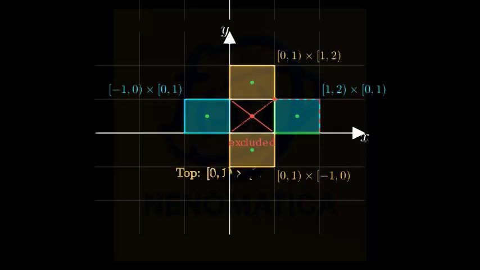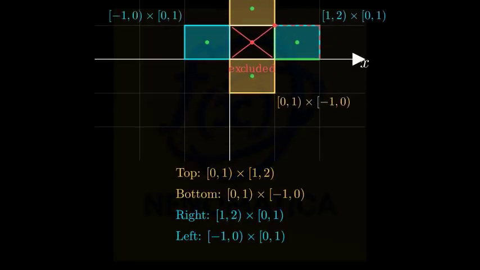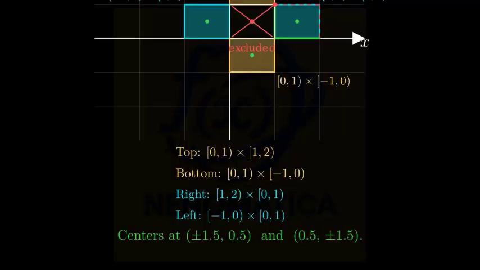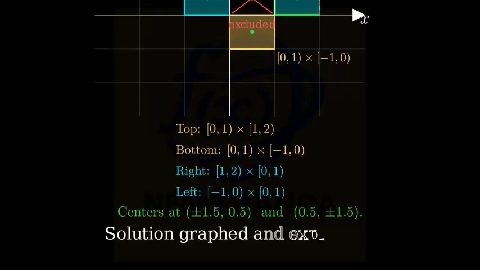Final answer: the solution set is exactly the union of these four half open unit squares. Top: 0 to 1 by 1 to 2; bottom: 0 to 1 by negative 1 to 0; right: 1 to 2 by 0 to 1; and left: negative 1 to 0 by 0 to 1. Their centers are at plus or minus 1.5, 0.5, and 0.5, plus or minus 1.5. That completes the graph of the relation floor of x squared plus floor of y squared equals 1. Notice how the floor function turns the curve into four clean unit blocks on the integer grid.